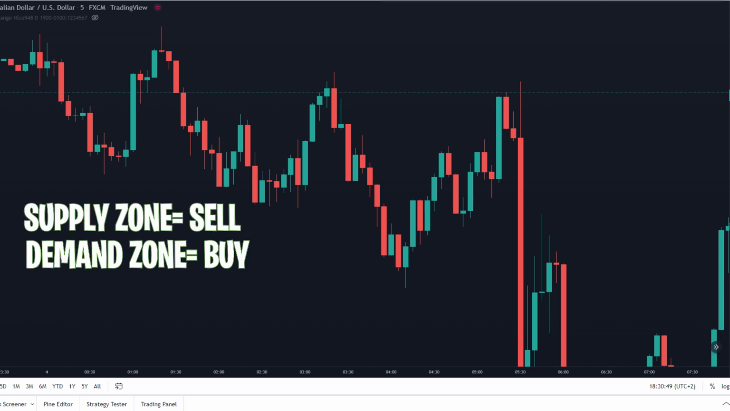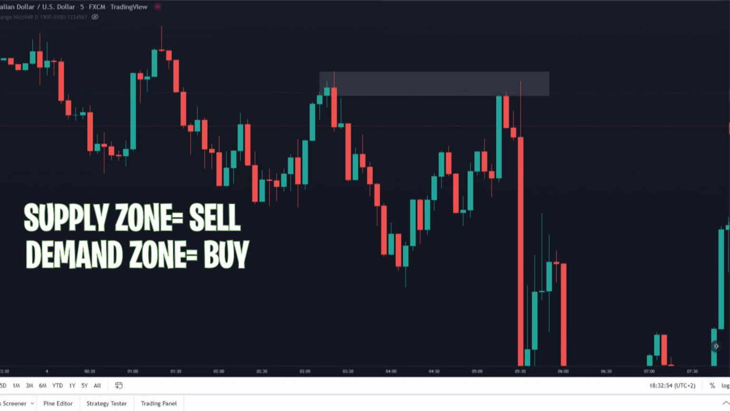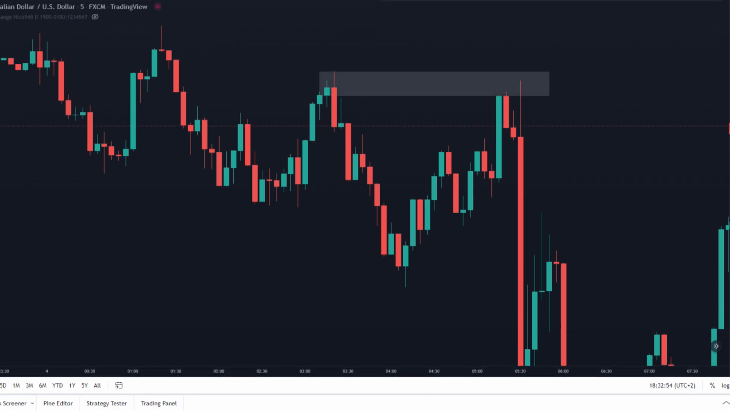And another thing that I didn't mention in this video is, on a supply zone we sell, or the market has the potential to reverse to the bearish side on the supply zone. Then on a demand zone we buy, or we are looking for the market to be bullish. Now that we have the zone, we need to see some bullish candles before a bearish confirmation. And we can also see that.